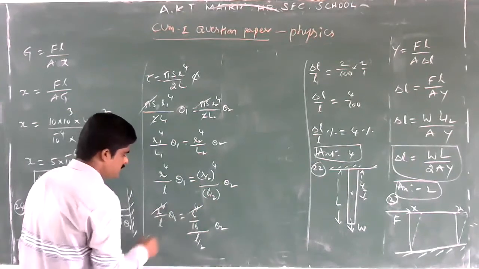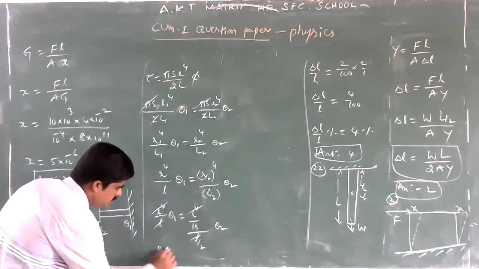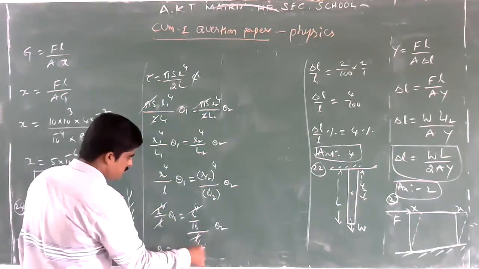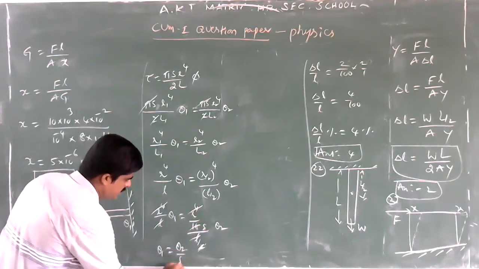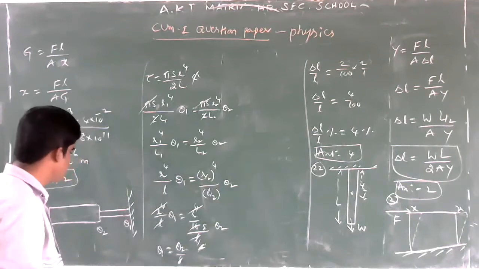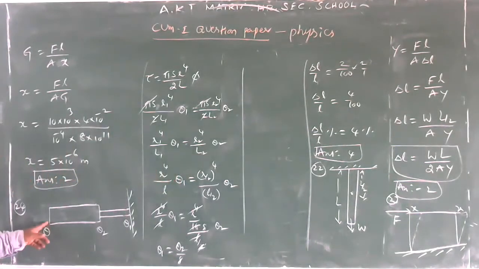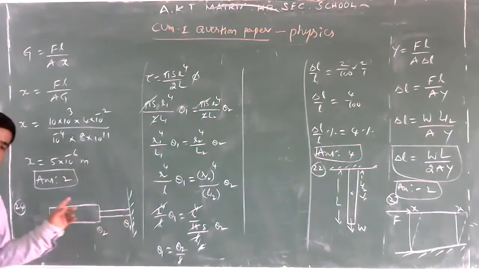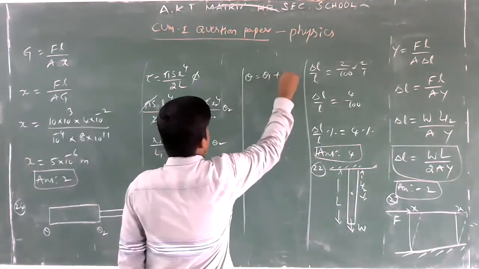R power 4 and the denominator l get cancelled. Remaining on the left hand side, theta 1 is equal to 8 theta 2 by 8. Theta 1 equals theta 2 by 8. But we know from this diagram that the total twist produced at the free end of the last rod is theta. So theta equals theta 1 plus theta 2.